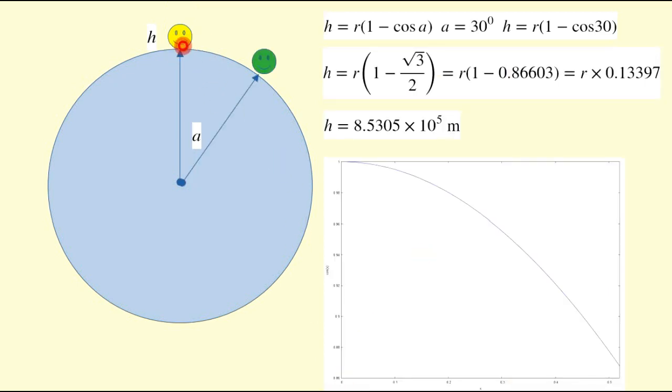Now we're going to shift to an angle A of 30 degrees. Taking that same equation, 1 minus cos of 30. Cos of 30 is root 3 over 2, which is 0.866. And then we have that height value dropped is 10 to the 5 meters.